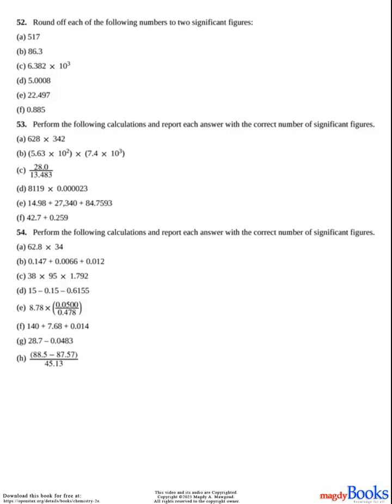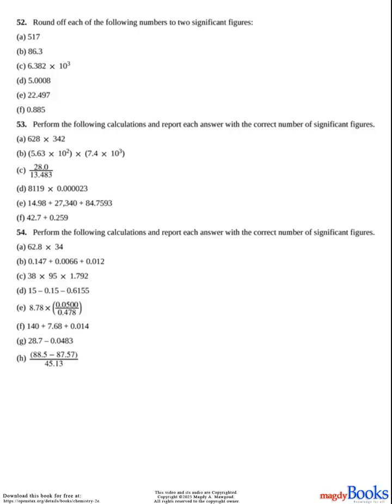C. 28.0 over 13.483. D. 8,119 multiplied by 0.000023. E. 14.98 plus 27,340 plus 84.7593. F. 42.7 plus 0.259.